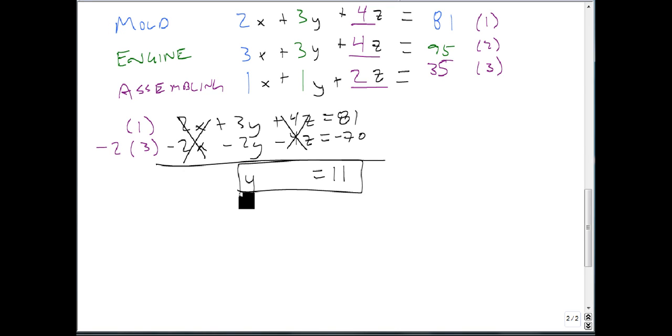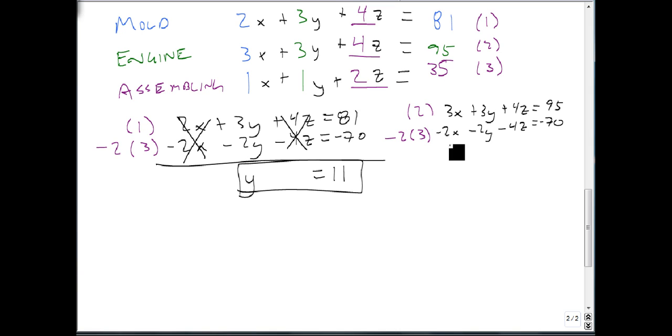In fact, let's see what happens with our other equation. If we take equation 2 and subtract 2 times equation 3, we're going to get 3x plus 3y plus 4z equals 95. And here I can just copy these same numbers. Minus 2x minus 2y minus 4z equals minus 70. Add these together. Not quite as nice. The y's don't eliminate. No, the y's don't eliminate like the x's did before, but we still get 1x plus 1y with no z's equals 25.